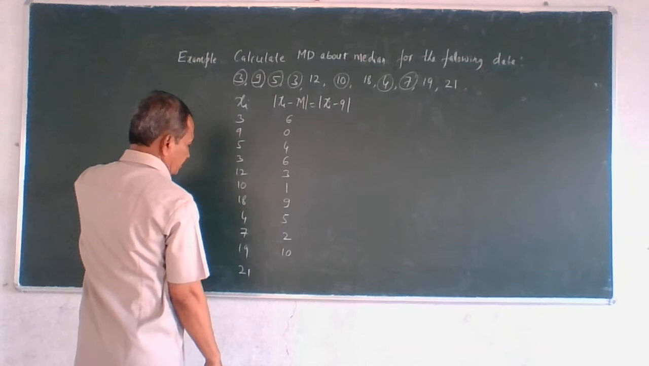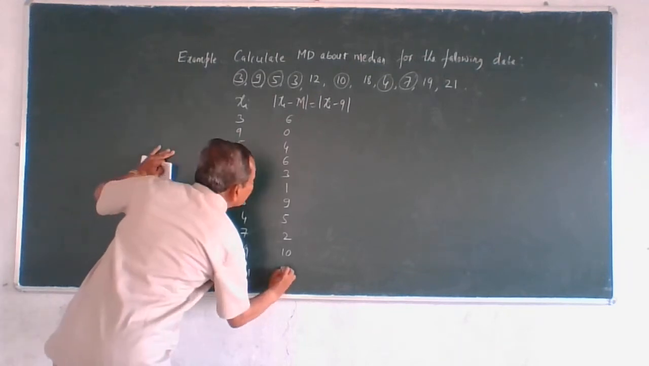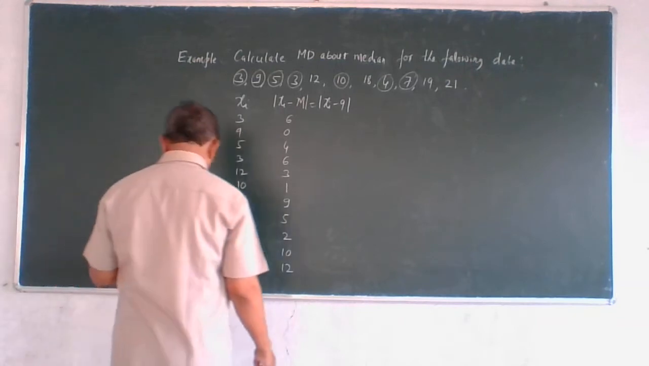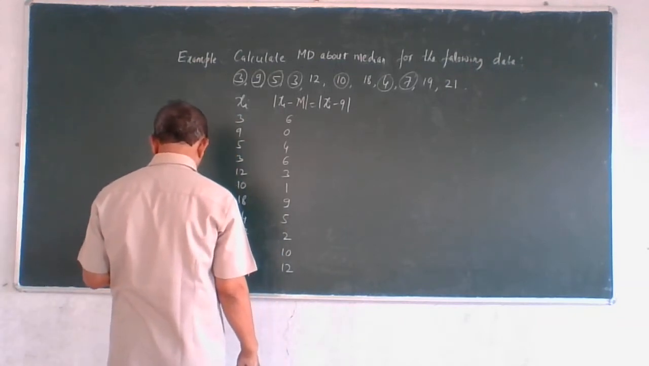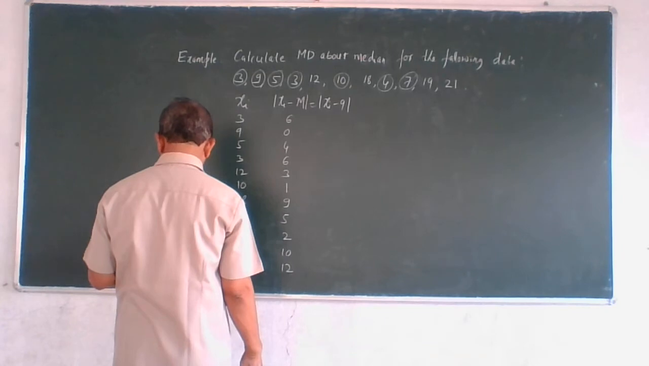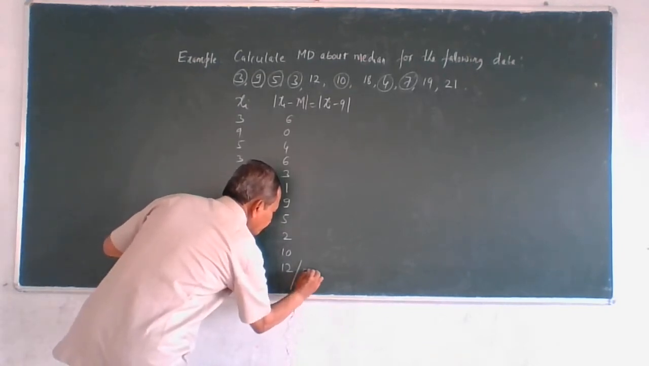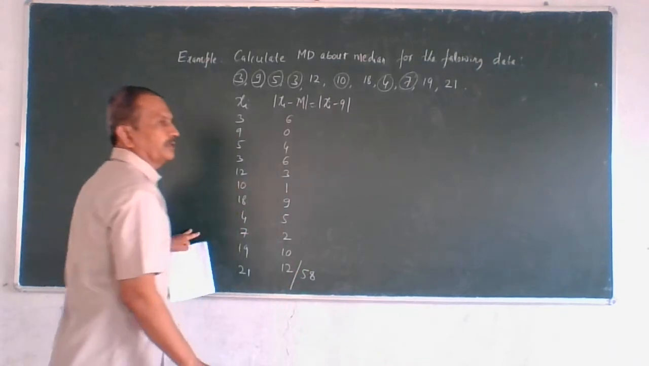Then 12. Now add up all these. The total is 58. Total is 58.